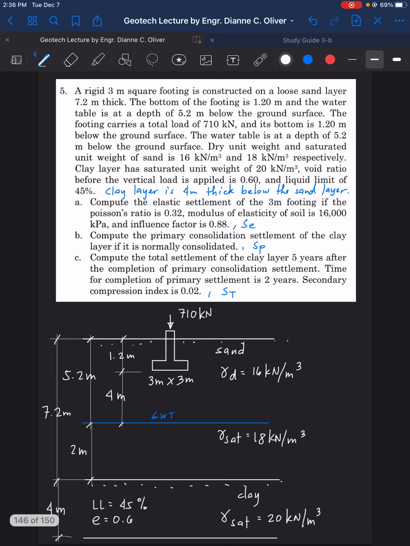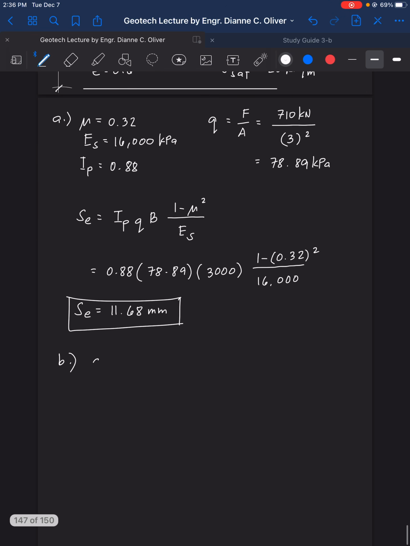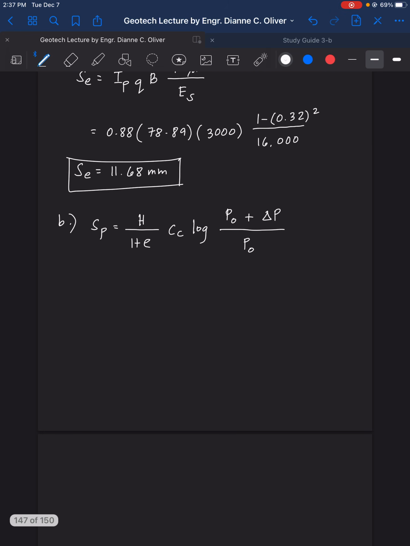Compute the primary consolidation settlement of the clay layer if it is normally consolidated. Again, what's the formula for normally consolidated? SP is equal to H, the height of the clay layer, we have that, over 1 plus E, the void ratio of the clay layer, times C sub C, the compression index, we will solve that, times log of P sub O plus delta P over P sub O. We will solve those also. So let's find the value for C sub C.